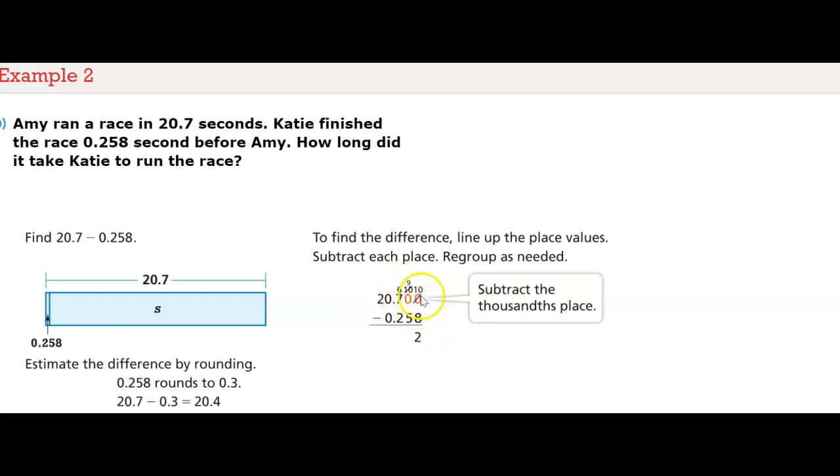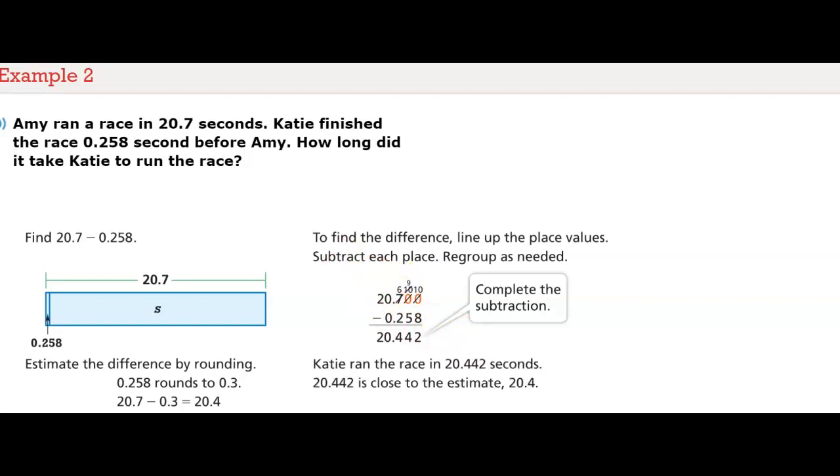So now we're going to be able to subtract. 10 minus 8 is 2. 9 minus 5 is 4. And then 6 minus 2 is 4. And the 20 drops down along with our decimal. And so now the new time for Katie is 20 and 442 thousandths. And that is close to the estimate that they found here.